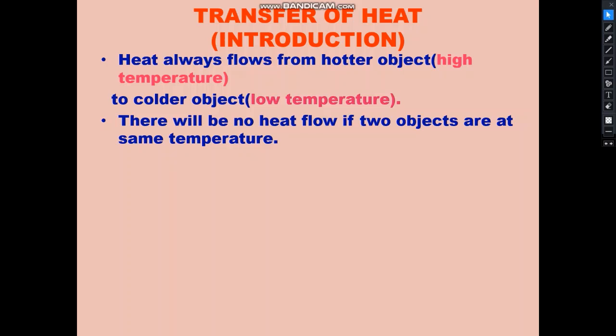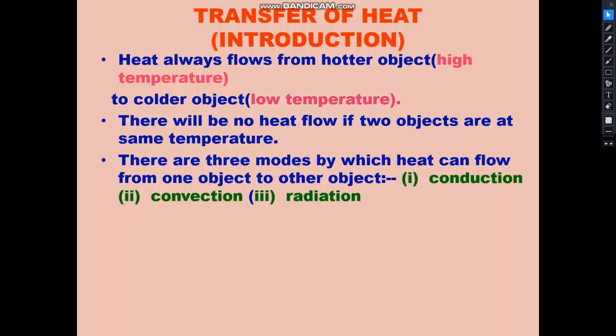Next point, there will be no heat flow if two objects are at the same temperature. Definitely, if there is no temperature difference, the heat will not be flowing in any direction. There are three modes by which heat can flow from one object to another. The first one is conduction, the second one is convection, and the third one is radiation.